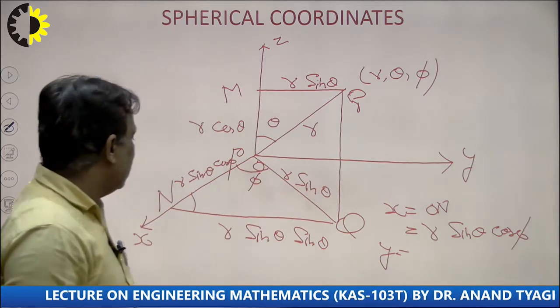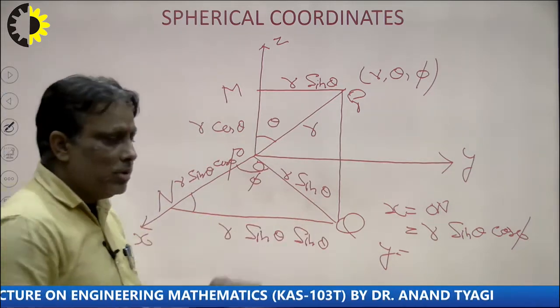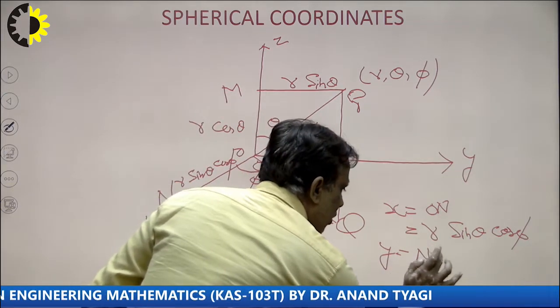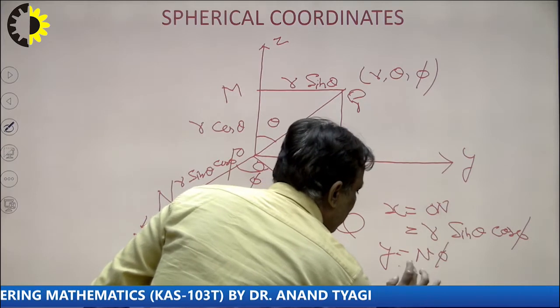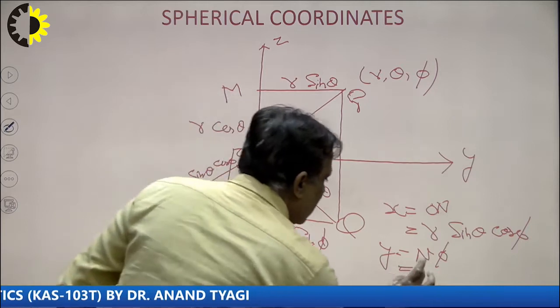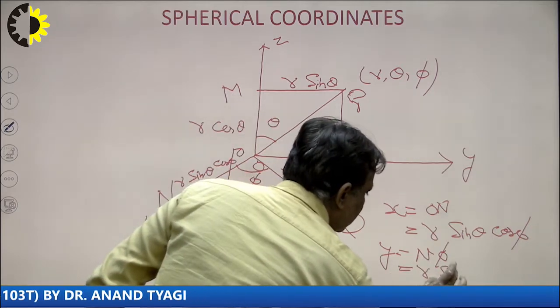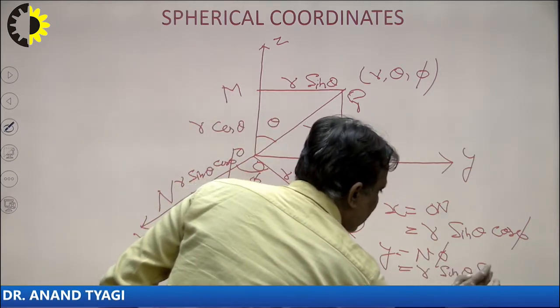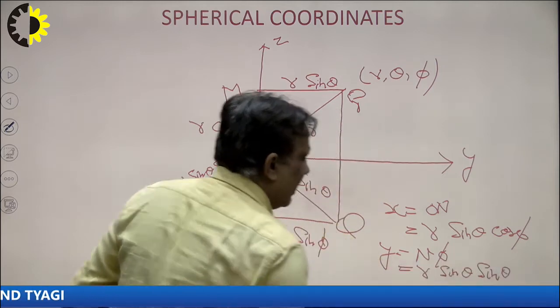So we see that y will be here NQ, because NQ is parallel to the y-axis. So what will be the conclusion here? NQ is equal to r sin theta sin phi. This is phi. So r sin theta sin phi here. In this way we calculate the value of y.